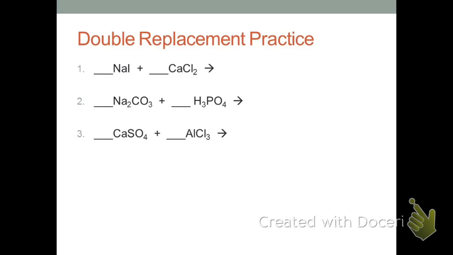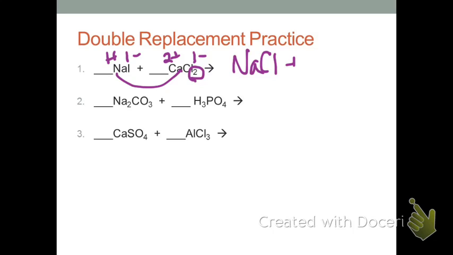Okay, so for some double replacement practice, label the charges. Sodium's a 1 plus, iodine's a 1 minus, calcium's a 2 plus, chlorine's a 1 minus. Switch them. The Na is now with the Cl. They are both charges of 1, so they cancel. Do not look at the subscripts.